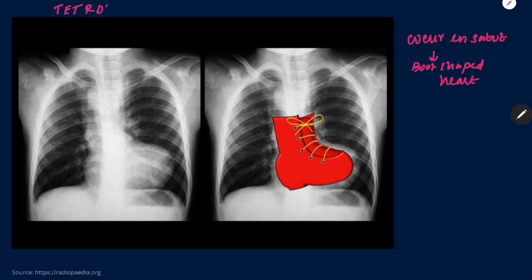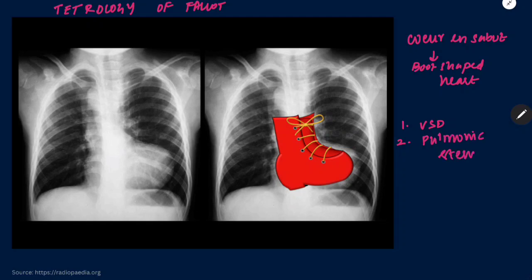Tetralogy of Fallot. So tetralogy means four. What are the four things that can be present in tetralogy of Fallot is a very important question. The four components of tetralogy of Fallot are: first, a large non-restrictive VSD. Second, there is a pulmonic stenosis or subpulmonic infundibular spasm or stenosis.